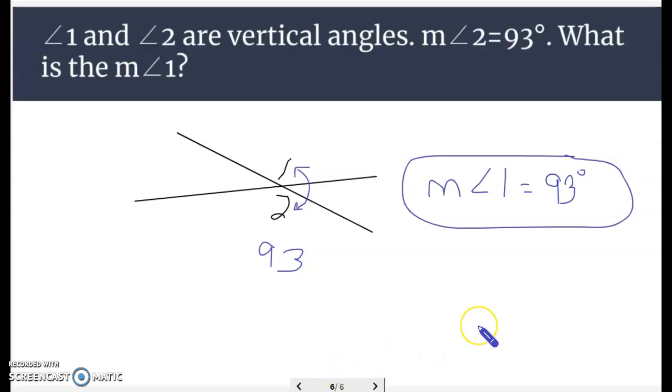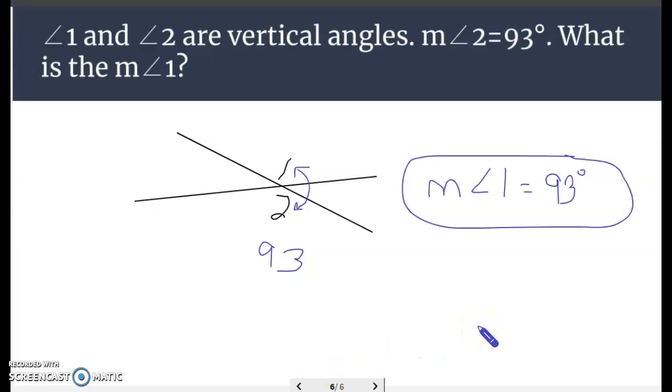There we go. I hope that helps your understanding of different types of pairs of angles: the linear pair, verticals, complementary, supplementary, and adjacent.